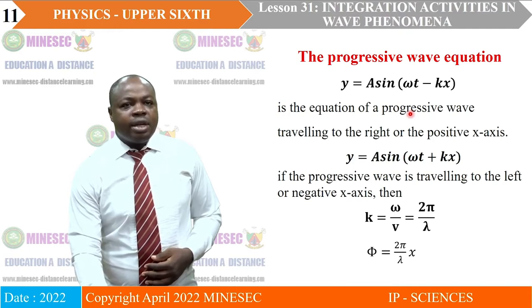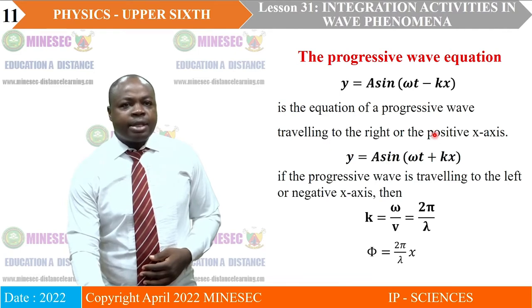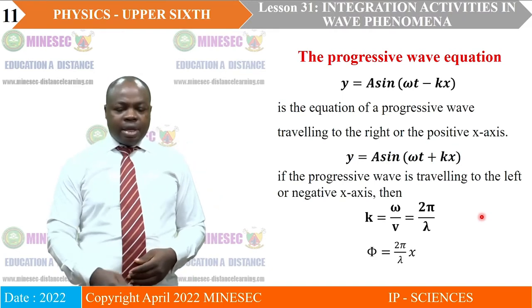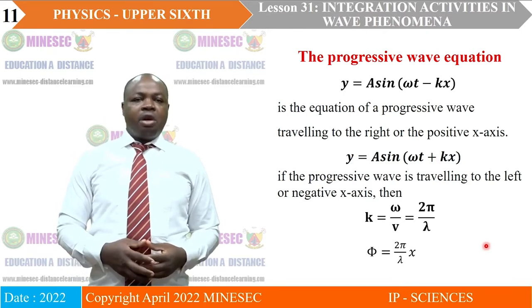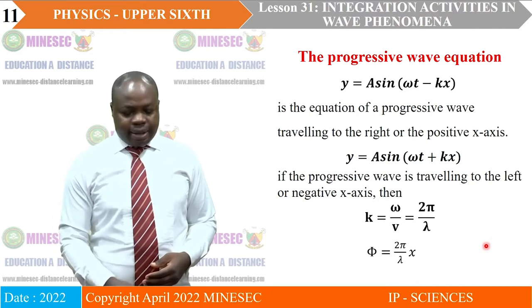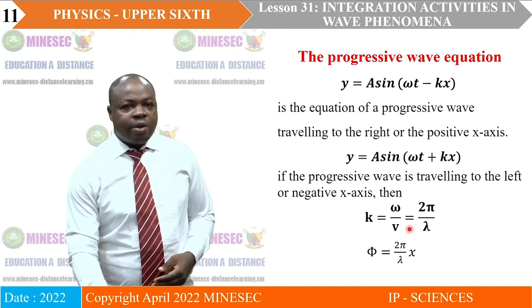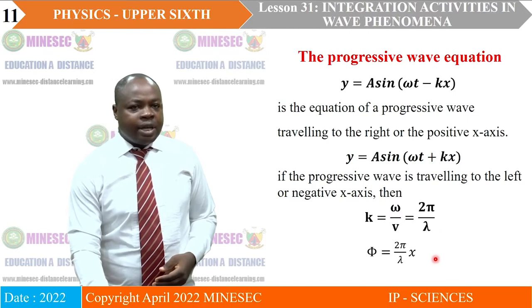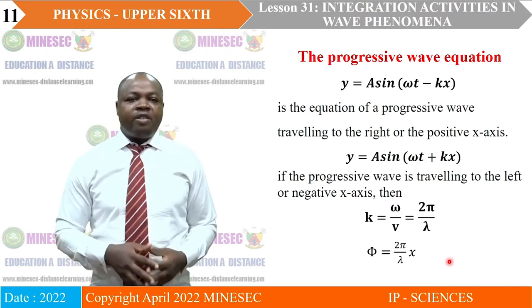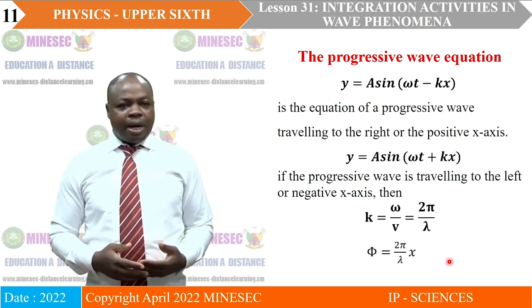And of course, when an equation is given with a minus sign here, it means that the progressive wave is traveling to the right or to the positive x axis. And when it is given with a positive sign, it means it is traveling to the left or to the negative x axis. This circular wave number can be given by ω over v, or 2π over λ, where λ is the wavelength. And the phase difference φ is given by 2π over λ times Δx, where Δx or x can be the path difference.